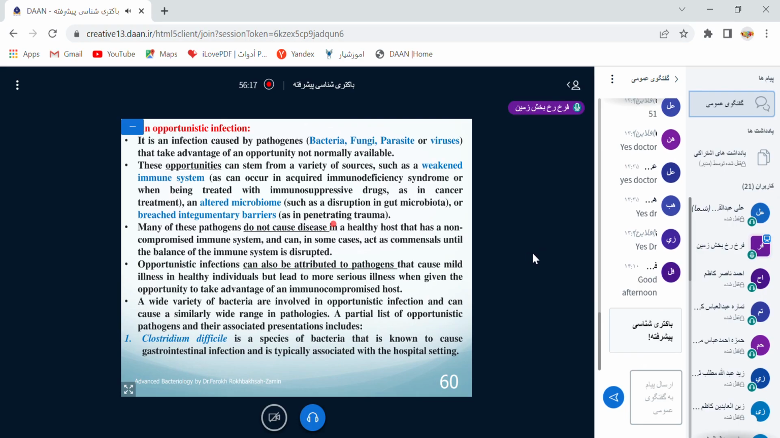Many of these pathogens don't cause disease in a healthy host that has a non-compromised immune system and can in some cases act as commensals until the balance of the immune system is disrupted. So some microbes are living with us, you know, if your weight is 70 kilograms or 80 kilograms, something around 2 to 3 kilograms of your body weight is related to those microbes living with you.